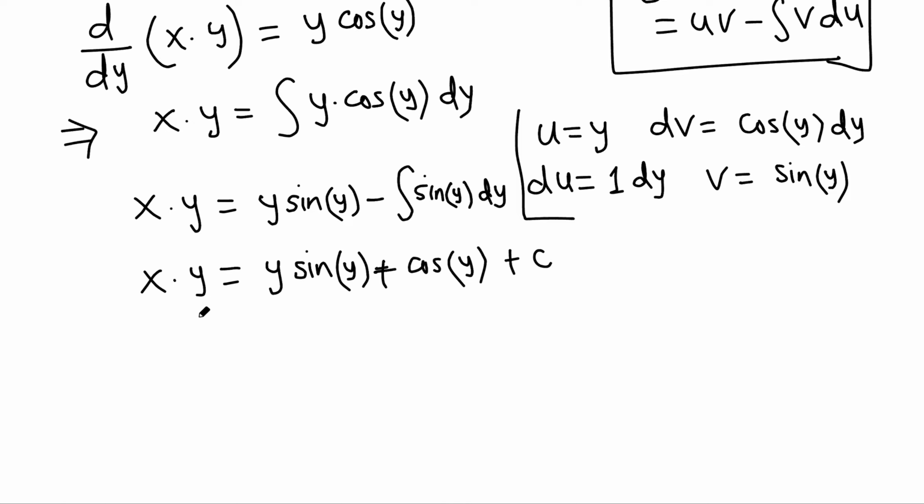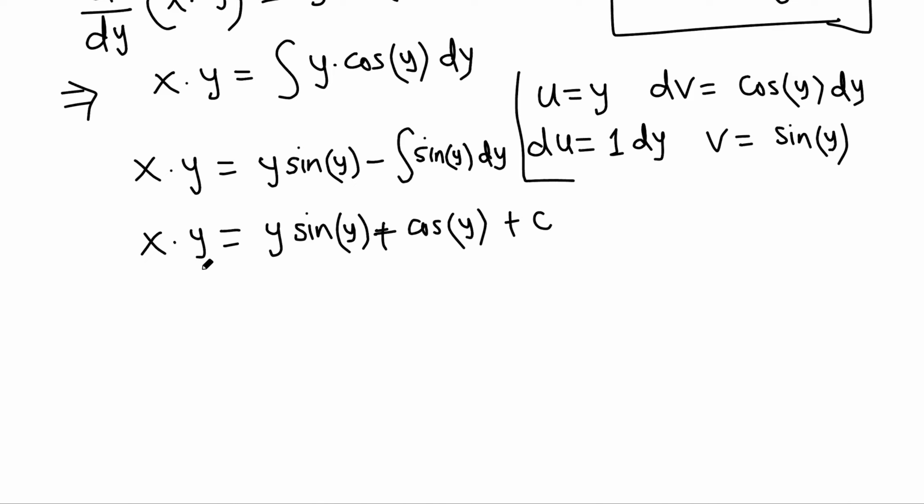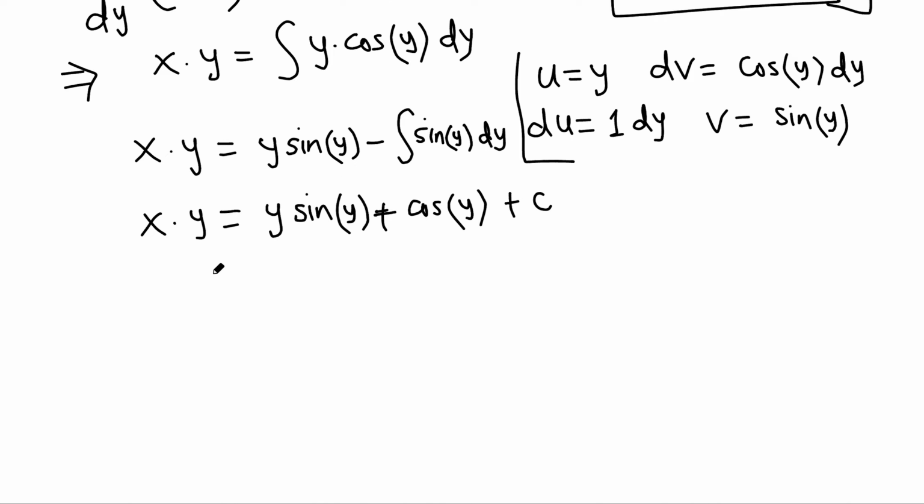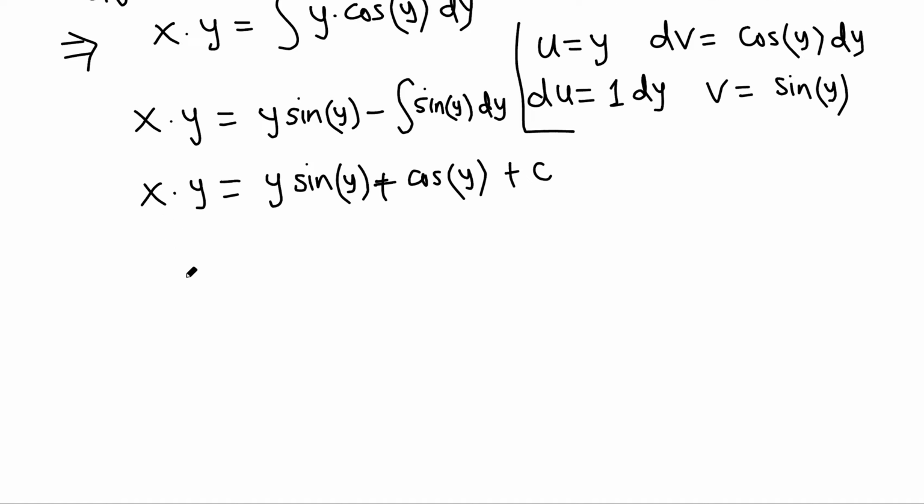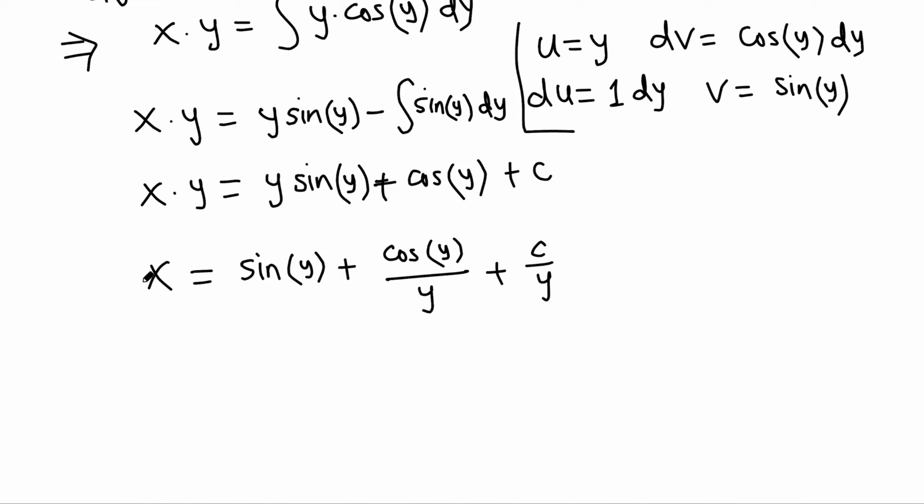Okay, now we divide by the integrating factor which is y. So we solve this for x, unfortunately not for y. So x equals then y sine y plus cosine y plus c all over y. Divide each term by y, so y sine y over y is simply sine y, plus cosine y over y plus c over y. So the solution is given, x equals a function of y. Final answer.